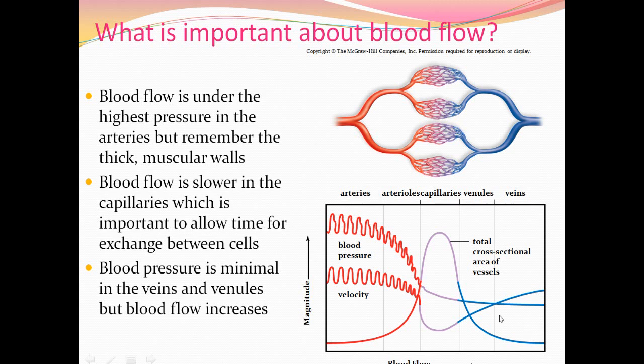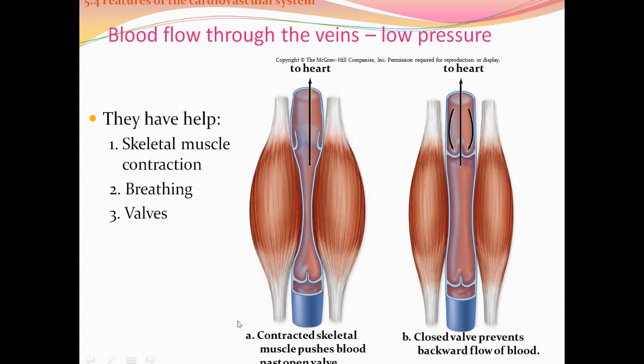Okay, so if the pressure is so low in the veins, how does it get back to your heart? In order to get the blood back to your heart, certain things have to happen. We have valves. Valves are going to help prevent the blood from flowing backwards. But we also use two other systems to help the blood get back to our heart. One is called skeletal muscle contraction.